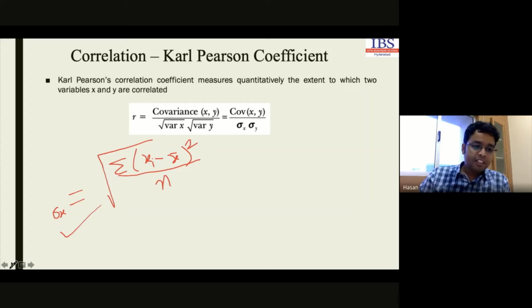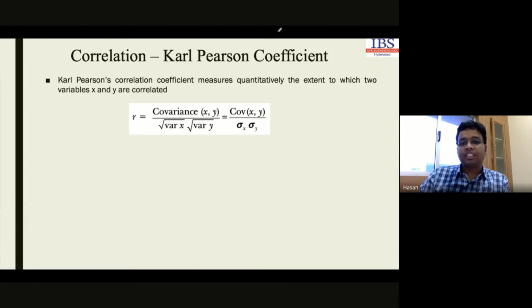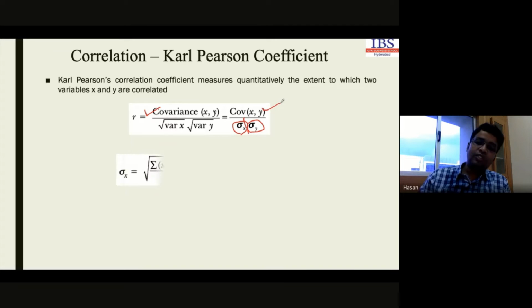So look here. The Pearson correlation coefficient is basically the ratio of the covariance between x and y and the standard deviation of x and standard deviation of y. So this is the formula. We know how to calculate the standard deviation of x and of y. Now let us check how to calculate the covariance of x and y.